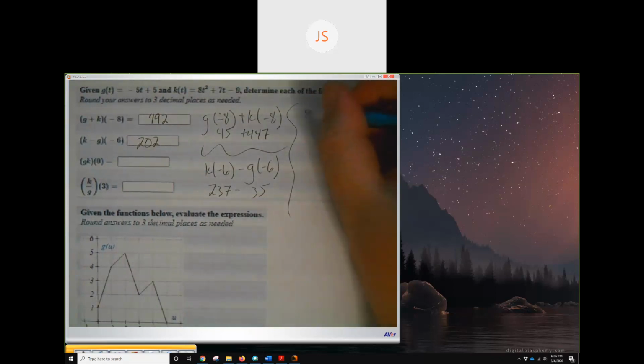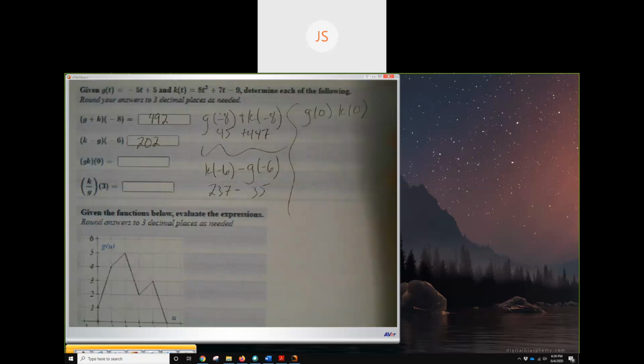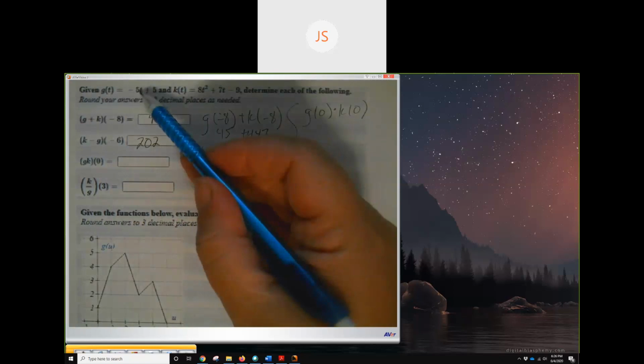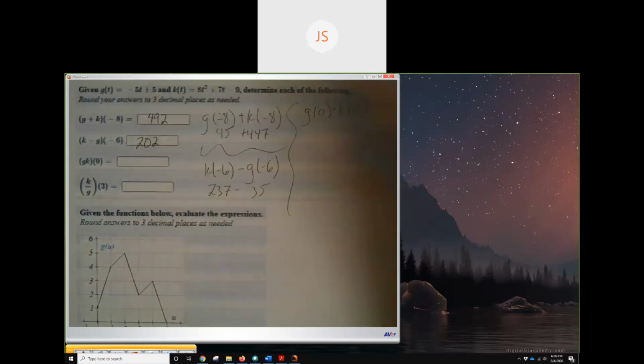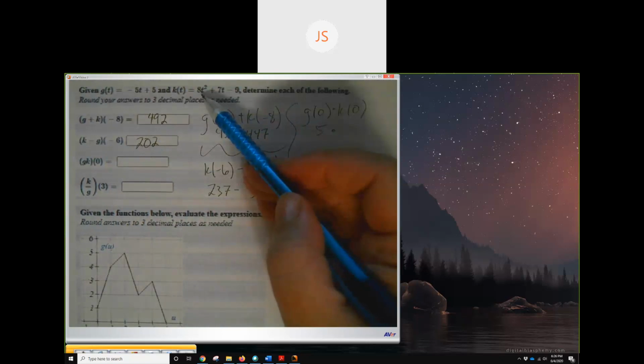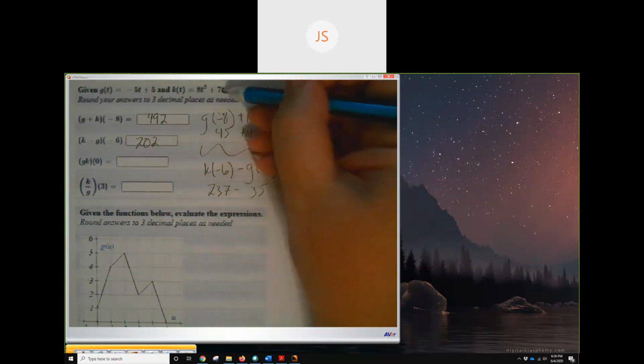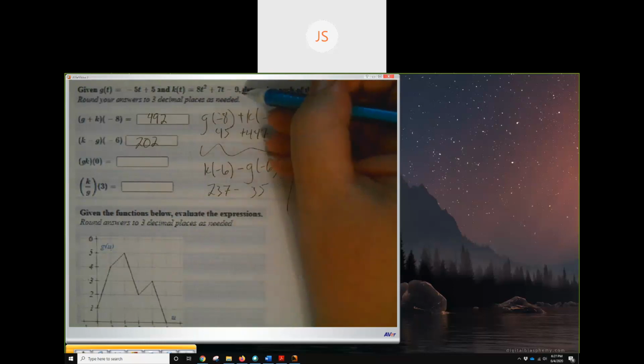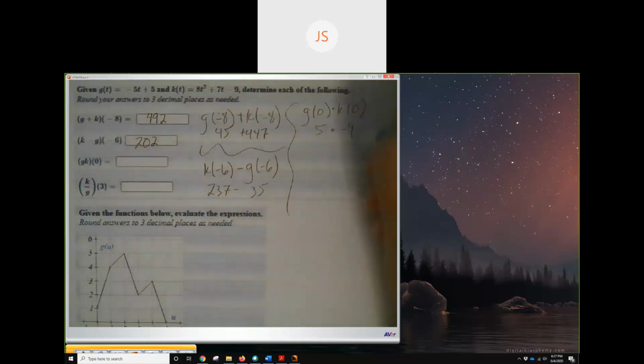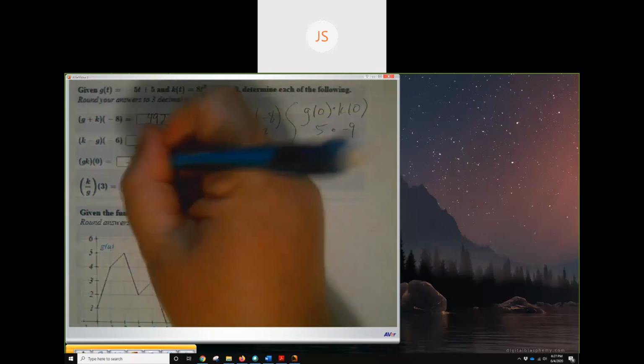So the next one would be g of 0 times k of 0. I don't really need my calculator for this one because -5 times 0 is going to be 0. So g of 0 is 5. For k of 0, the first term is going to turn to 0, and the second term is going to turn to 0, so I'm only going to have that minus 9 left. So 5 times -9 is -45.